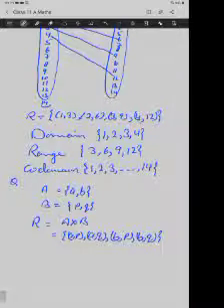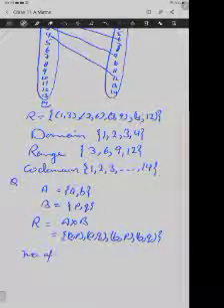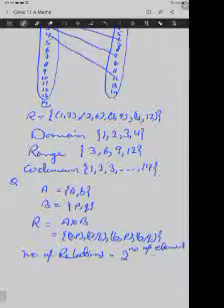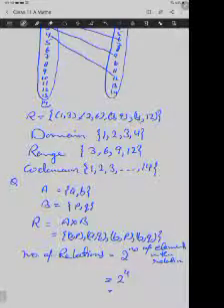Now, it is asked the number of relations from A to B. The number of relations is the size of the power set of the relation, and that is 2 to the power of the number of elements in the relation. So it will be 2 to the power 4, and 16 will be the answer. This is the formula which we must always be able to remember.